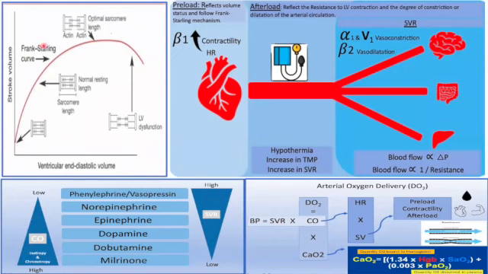So preload, or the intravascular compartment, we can explain it by the Frank-Starling curve, which is the relationship between stroke volume and ventricular end-diastolic volume. As simple as that, an increase in the intravascular compartment will be proportionately related to an increase in stroke volume, but that increase has a limit.